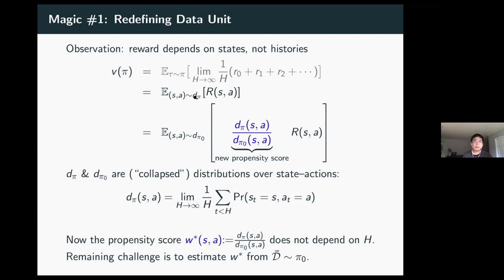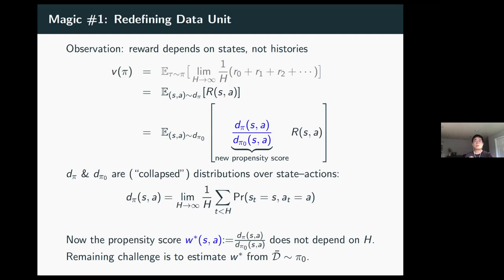And one, if you have this distribution d pi, then you can apply the same IPS trick, or importance sampling trick, to the biased data. And now you need a d pi zero here. The new importance score is just the ratio of these two distributions. The good thing about this is that this distribution does not depend on H, meaning that it doesn't have to suffer the curse of horizon. If these two distribution ratios are small, then you may be able to estimate it from data more directly without having to suffer an exponential blow up of variance in H.